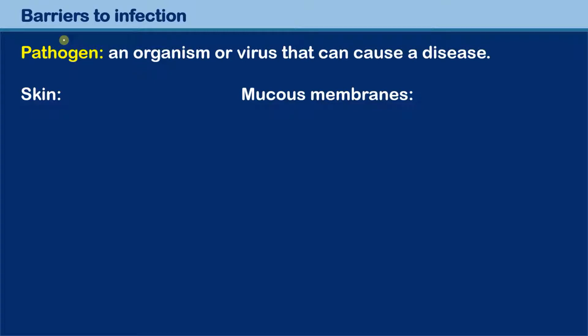The word pathogen: patho means suffer and gen means causing. So the word pathogen already indicates that these organisms or viruses cause suffering. Now, an infection takes place when a pathogen is able to reproduce on or inside the human body.